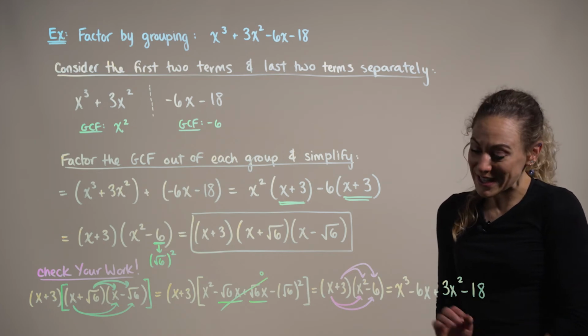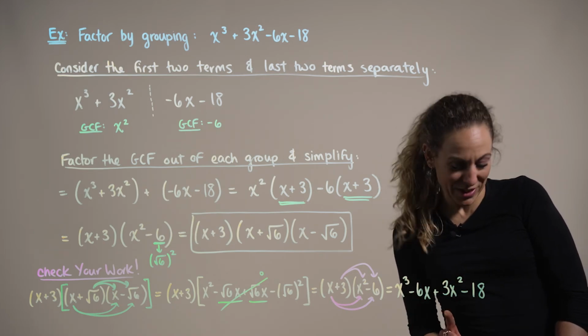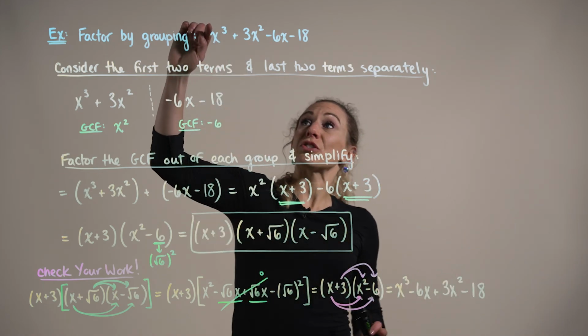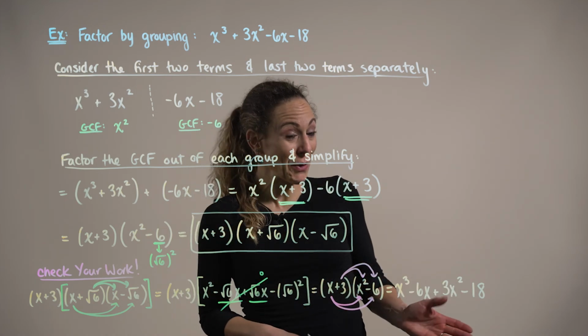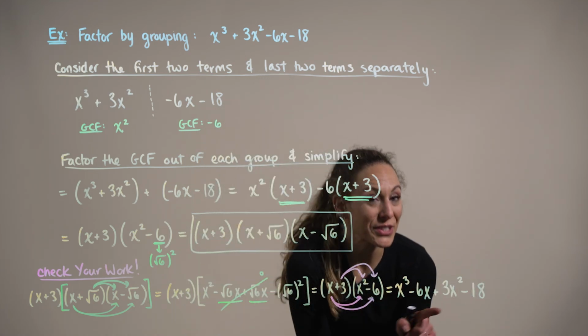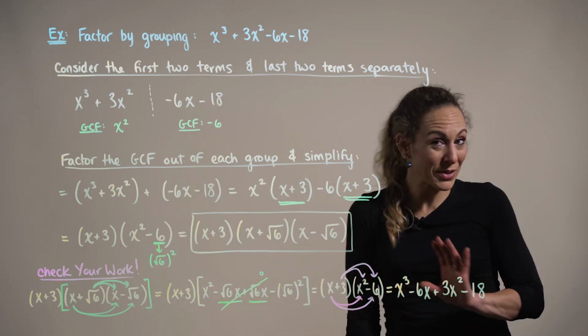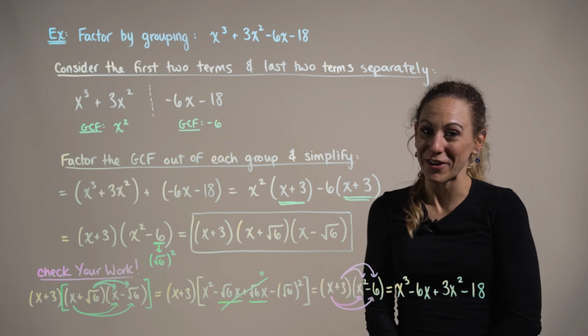So when we multiply these terms back out, we're left with x cubed minus 6x plus 3x squared minus 18. And while it doesn't perfectly match, they are the same. They're just in slightly different orders. So if it makes you feel better, you can simply reorder the terms in this polynomial to match the given polynomial. But this multiplication has confirmed that we have factored correctly, and we're making that our final answer.